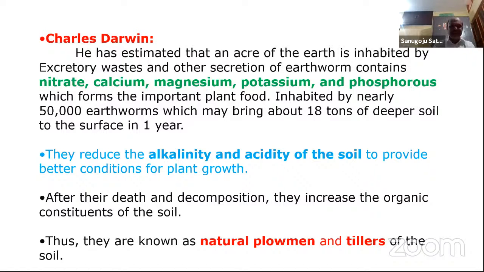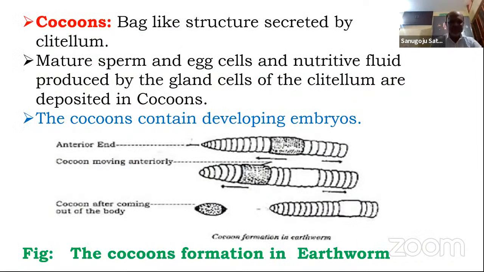Cocoons are there here. A short question may be asked in the IPE: what is meant by cocoon? Cocoons are formed here with the help of the clitellum. A bag-like structure secreted by the clitellum is called a cocoon. This is the cocoon after coming out of the body, looking like this. The cocoon moves anteriorly and comes out.